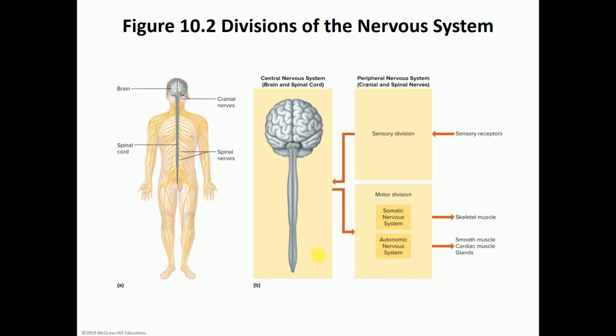While the motor division, okay, these send orders from the CNS to the effectors. Those effectors could either be a skeletal muscle, so things that we can voluntarily control, and we call that part of the motor division the somatic nervous system. Or if the effectors are things that we have no conscious control over, like smooth muscles, cardiac muscles, or glands, that would be under the control of the autonomic nervous system.